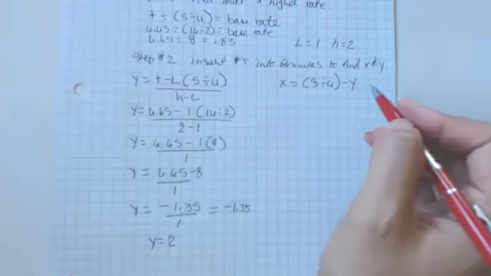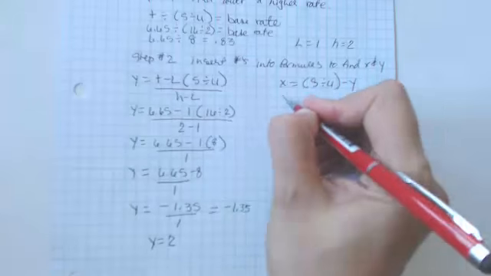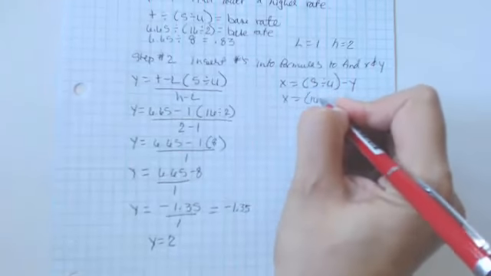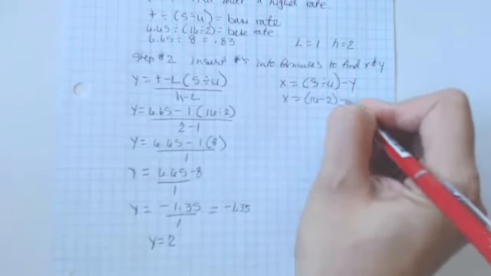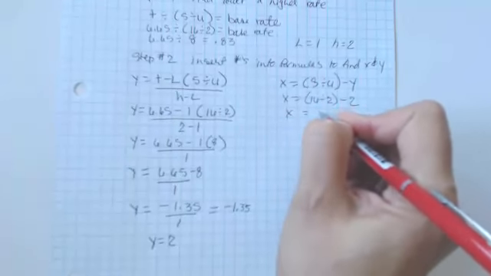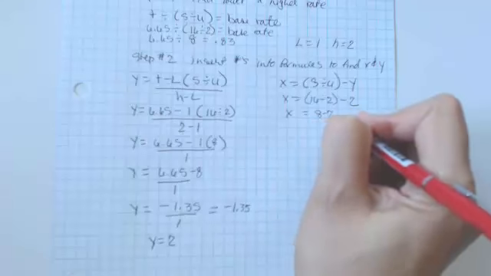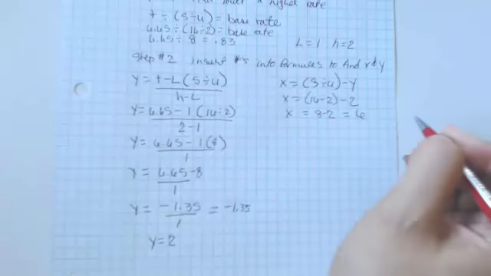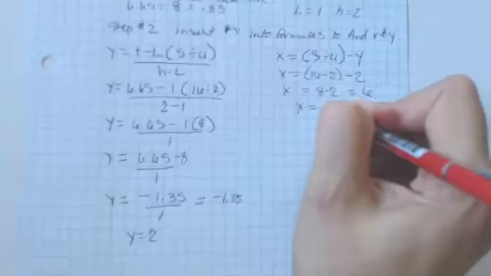So let's go over here and solve for x. X equals 16 divided by 2 minus y. We said y is 2. X equals 8 minus 2, which equals 6. X equals 6.